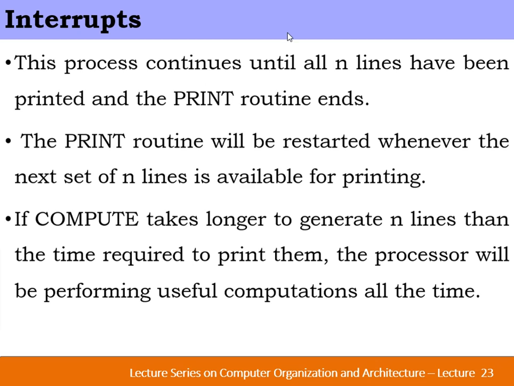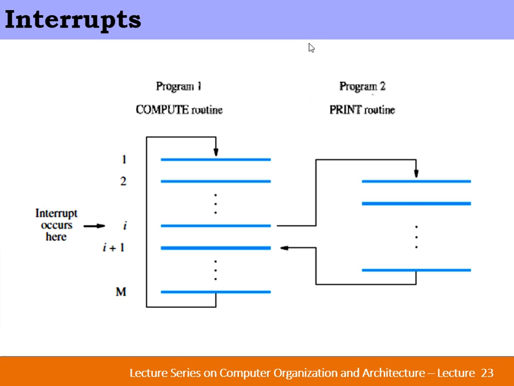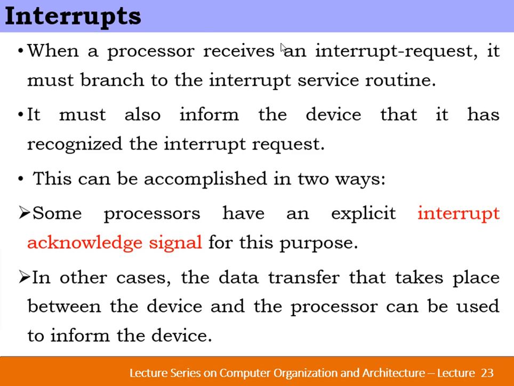The print routine will be restarted whenever the next set of n lines is available for printing. The same routine will be executed when we have to print the next set of n lines. If the compute routine takes longer to generate n lines than the time required to print them, the processor will be performing useful computation all the time. So this is regarding compute routine and print routine. Whenever a processor receives an interrupt request, it must branch to the ISR, that is, the interrupt service routine.